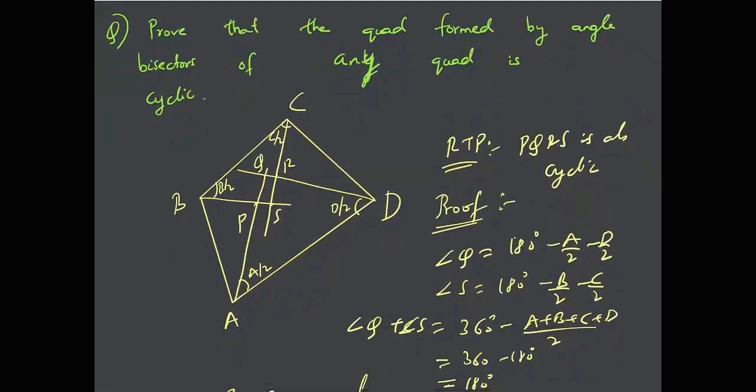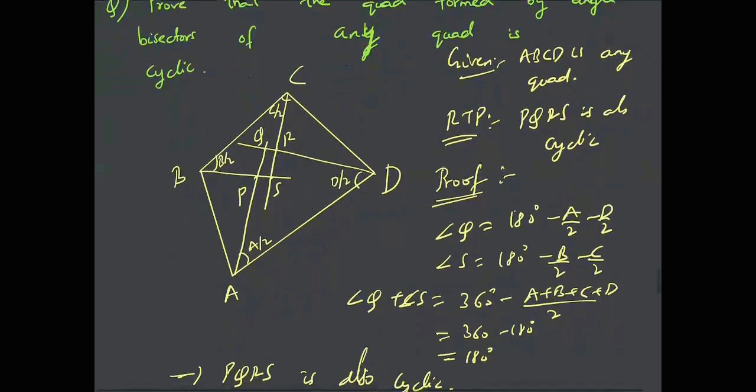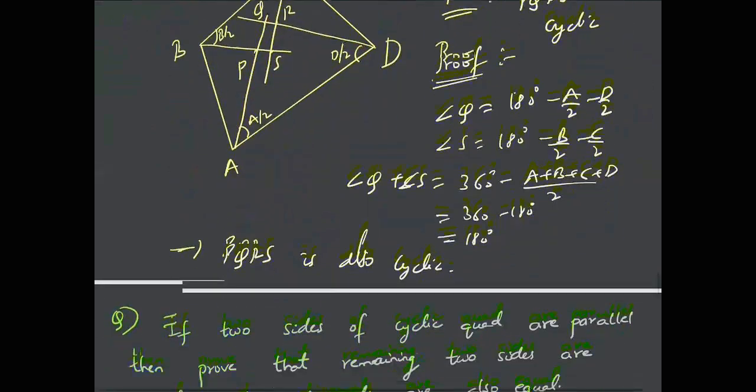It is just given that ABCD is any quadrilateral. So this is true for any quadrilateral, right? We have never used the fact that ABCD is cyclic. If you take any quadrilateral and draw the angle bisectors, you will get a cyclic quadrilateral PQRS. Fine. Let us move forward.